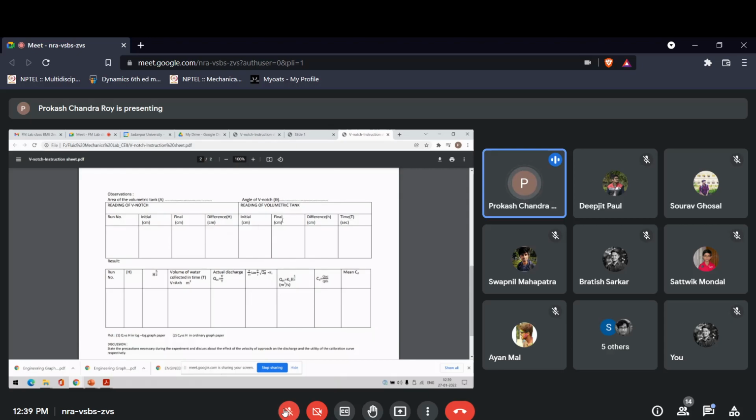And this is the reading for the volumetric tank. There is an initial and a final. Final minus initial gives the difference, and to get that difference you need to measure the time using the stopwatch. Then step by step calculation to calculate the CD. And for the 5 readings, you will get the mean. Okay, and now come to the demonstration.